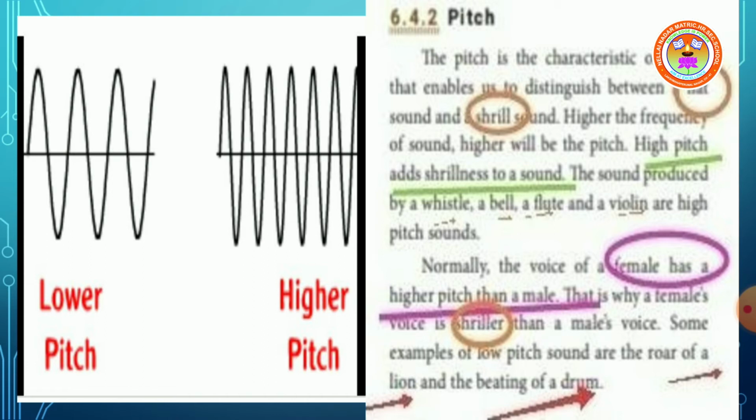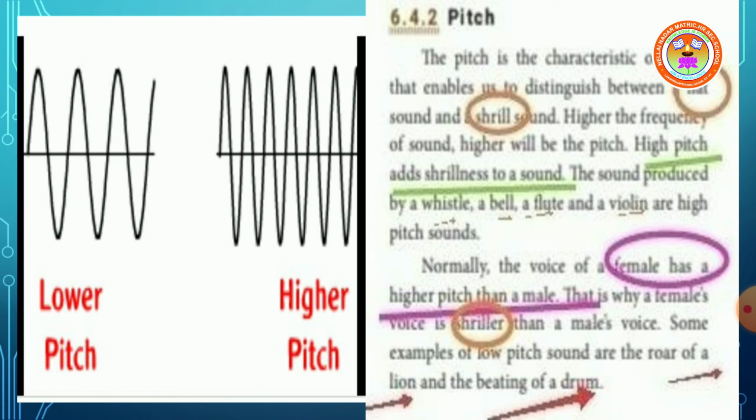What are the musical instruments? Whistle, bell, a flute, a violin are examples of high pitch. Normally, the voice of a female has a higher pitch than a male. That is why a female's voice is shriller than a male's voice.